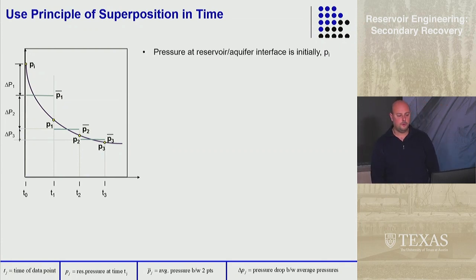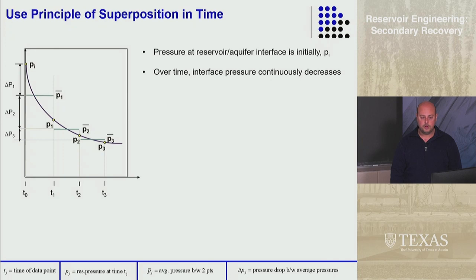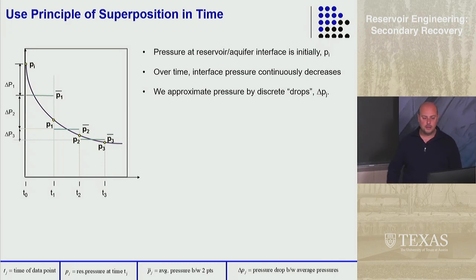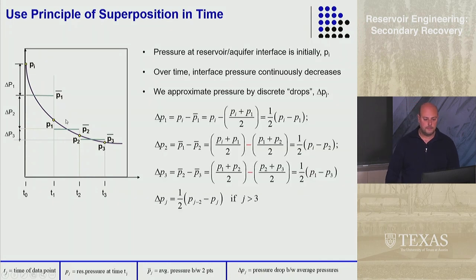So to recap, the pressure at the reservoir aquifer interface is initially Pi. Over time, the pressure decreases. We'll have data of that decrease. We approximate the pressure drops as these discrete drops: delta P1, delta P2, and delta P3. These delta P's are the difference in the previous pressure to an average pressure between these two regions. And so I've depicted how we do that.